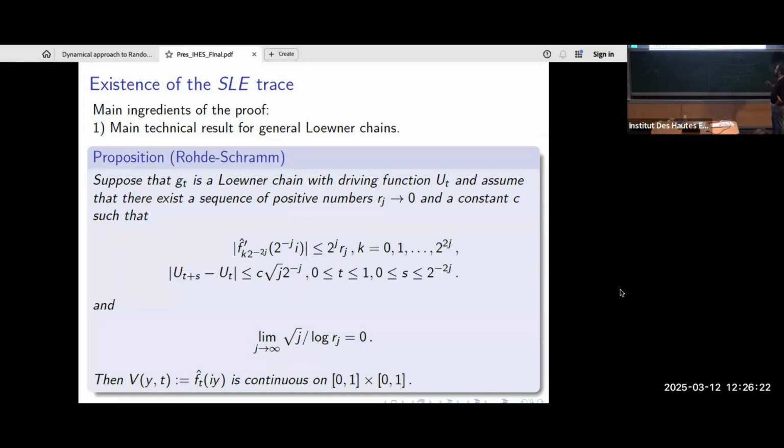So I need these two to be checked. And this is the hard part. The first is a property of the driver, but the second is the hard part because this requires a lot of control on the maps themselves. And maybe now you start to think, but just a minute, this is a continuous-in-time object. Why do I look only at the dyadic scale in space? I need to control it everywhere, right? And the thing is that between these points, you can use the fact that the maps are conformal.